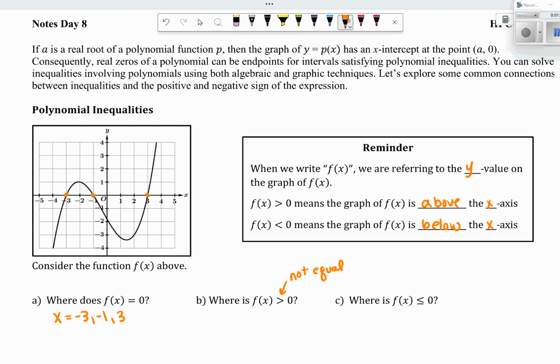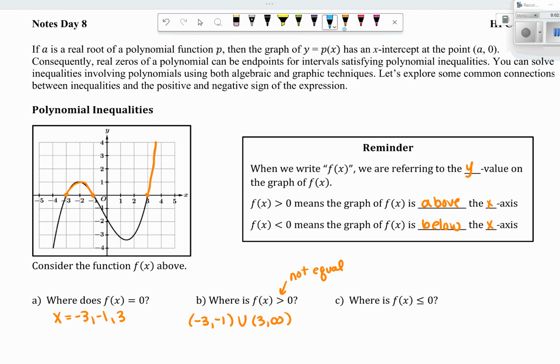So when we write our interval for greater than 0, we're looking at above the x-axis, which would be these places right here that I just highlighted. So we can write this using intervals with the x values. So this would be -3 to -1 parenthesis. And again, I'm not using a bracket here because it's not equal to 0. And at -3 and -1, those are the x-intercepts where it is equal to 0. And also from 3 to infinity. So that gives us our places where f of x is greater than 0.